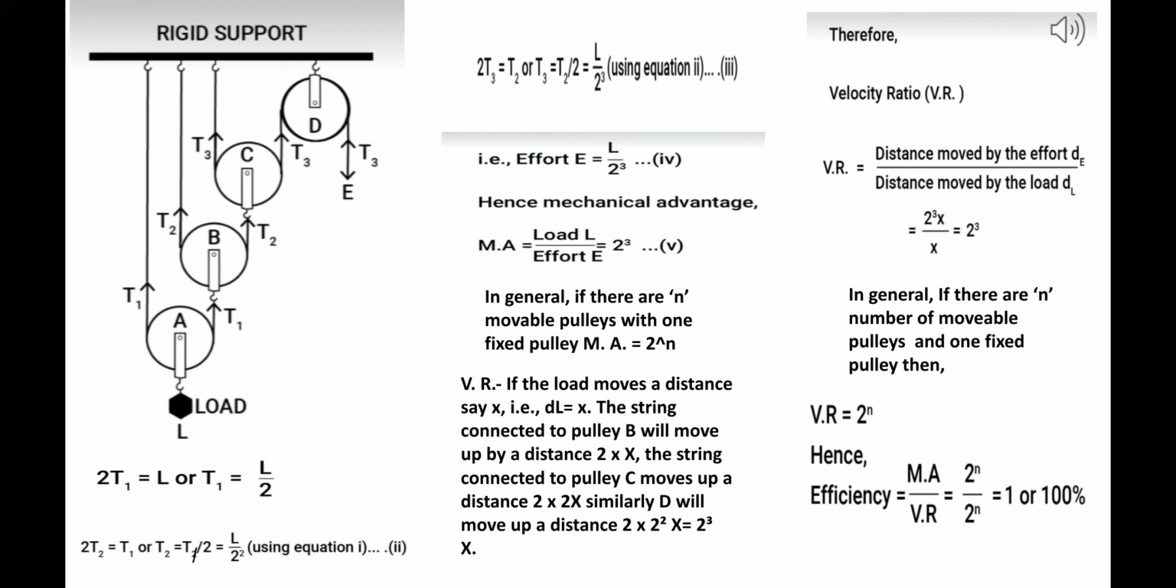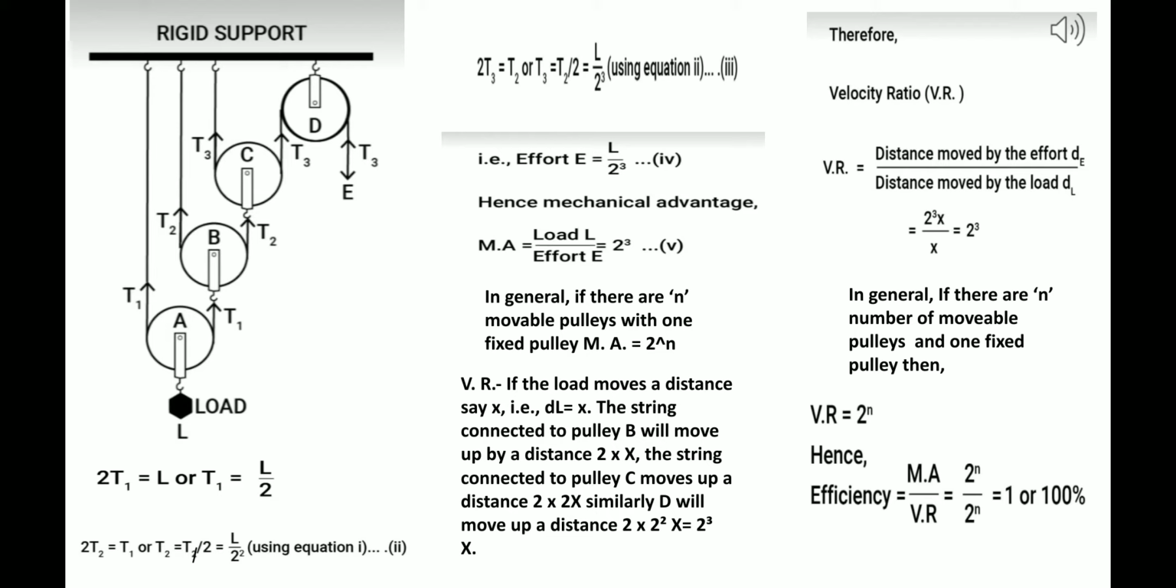So here the power of 2 depends on the number of movable pulleys which we have in the combination. So in general, if I have to say what is the load, so we will say L, and what is the effort, so we will say load upon 2 to the power N, where N is the number of movable pulleys in the system.